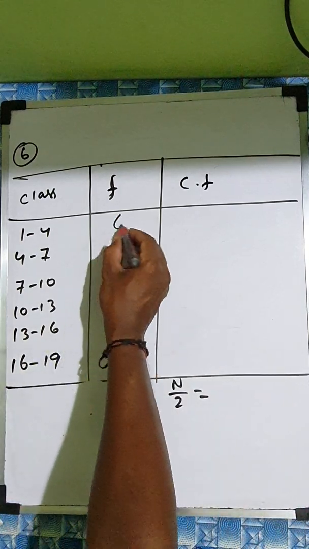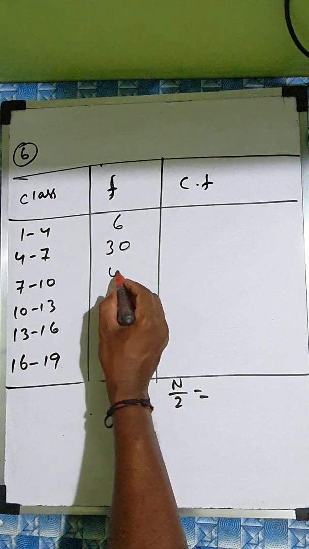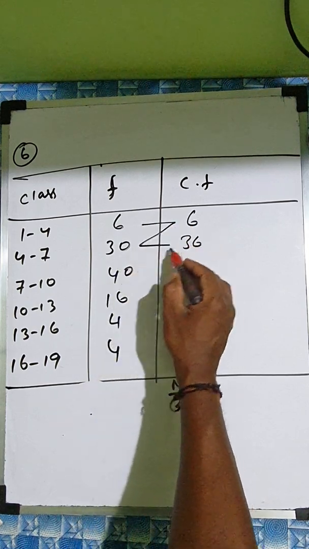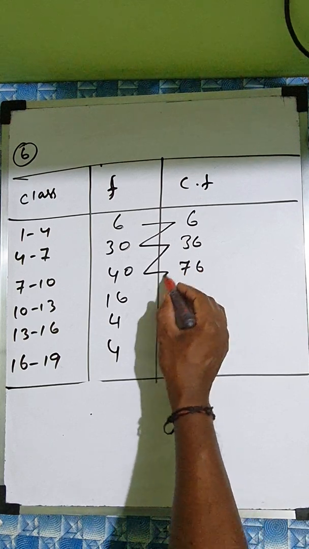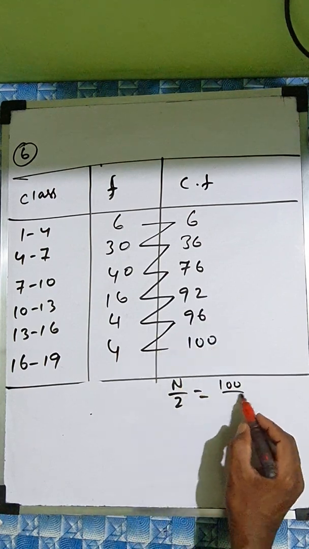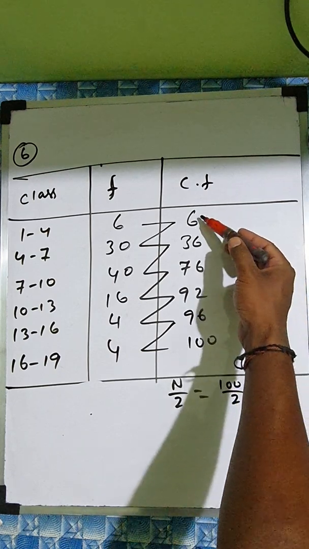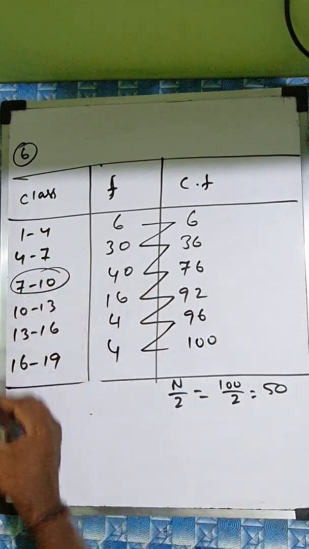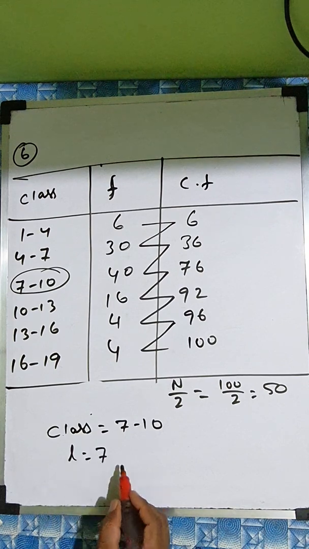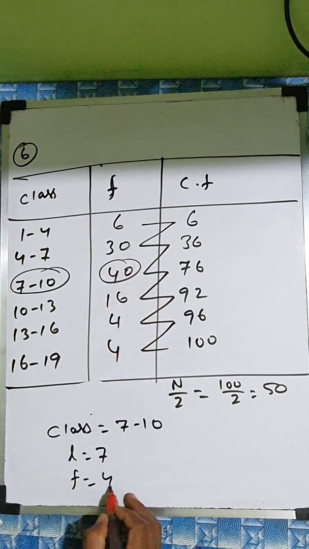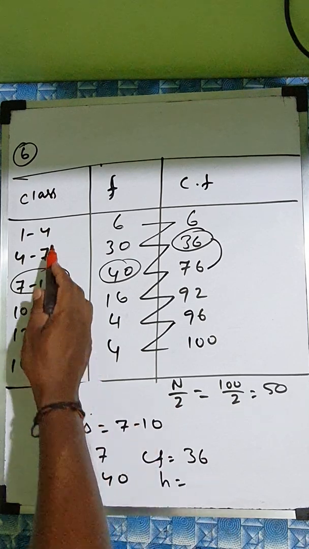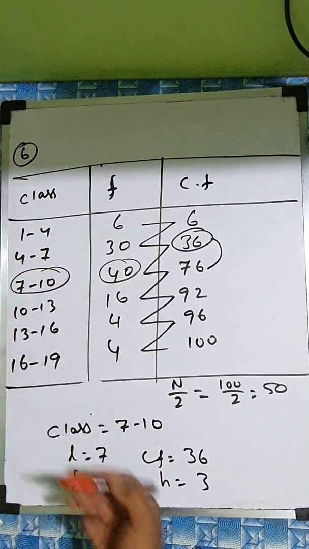The frequencies given are 6, 30, 40, 16, 4, 4. So 6 plus 30 is 36, plus 40 is 76, then 92, 96 and 100. So 100 by 2 is 50. So 50 means which one will we take here? We can't take 36, it will come to 76. So the class is 7 to 10, so L is 7. Frequency is 40 and CF is the one before, that is 36, and the class width is 4 minus 1, 3. And 7 minus 4 is 3, so the class width h is 3.